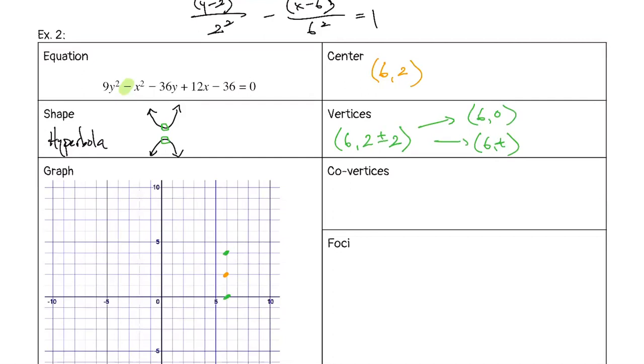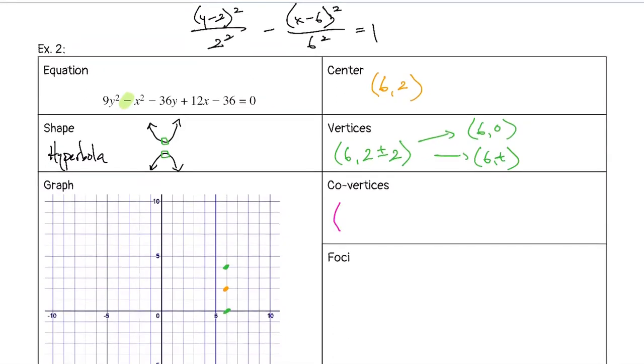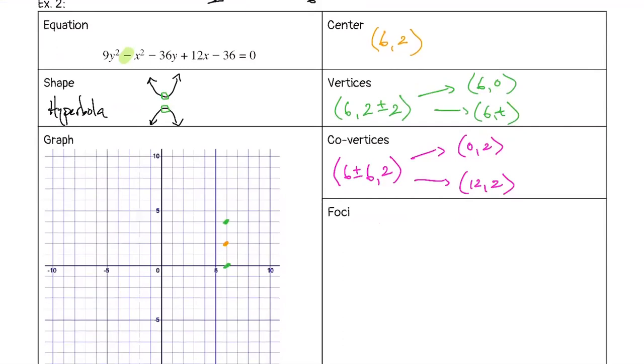All right, my co-vertices then are the other ones that help me draw the box so that I can draw my asymptotes. So I'm going to take the number under x, which is 6, and I'm going to add and subtract that to the x value of the center. So I get 0, 2 and 12, 2. Oh, shoot. So 0, 2 and 12, 2 is out there somewhere.